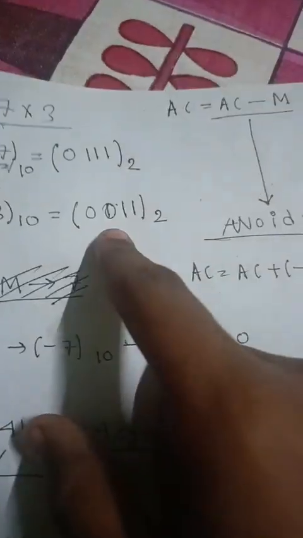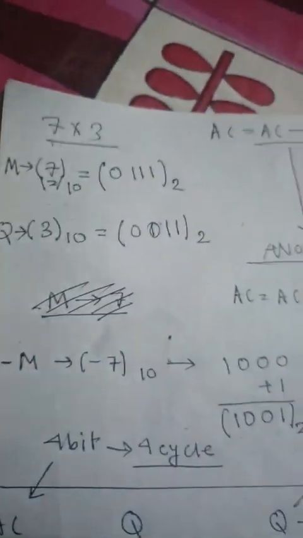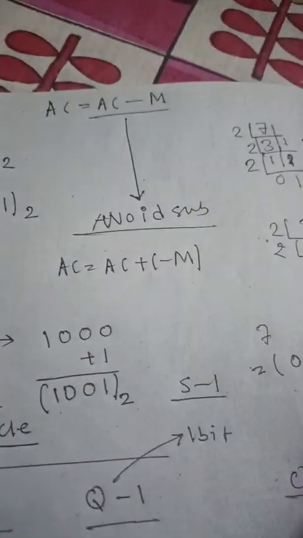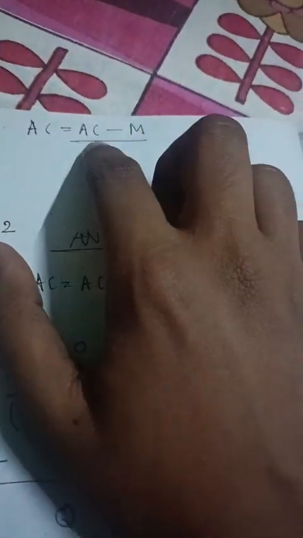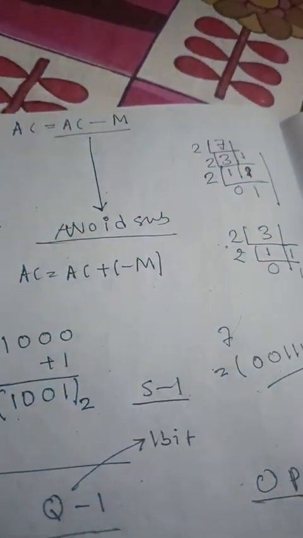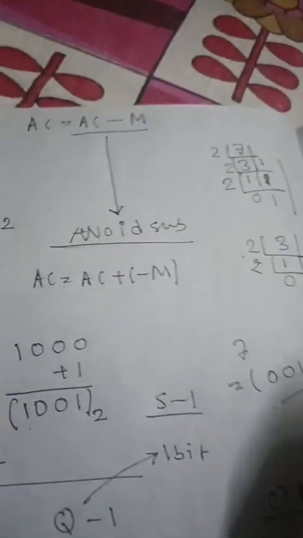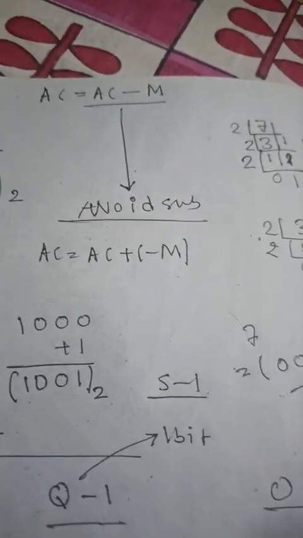So you got that. The first step is this. As we have seen, in a step we have to do AC equals AC minus M. AC is also in binary, M is also in binary, and making the subtraction, subtraction has some bit rules. It is easy for 1 minus 0 and 0 minus 0, but 0 minus 1 is getting complicated.